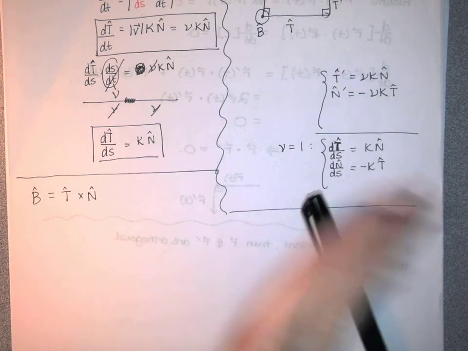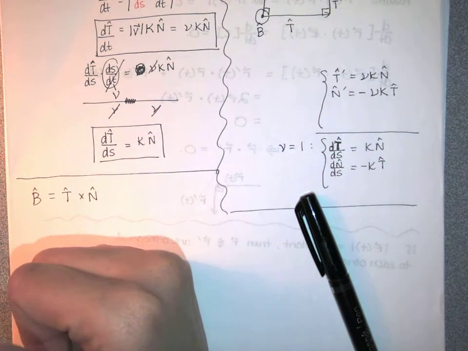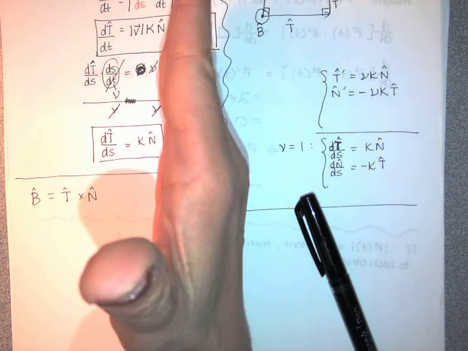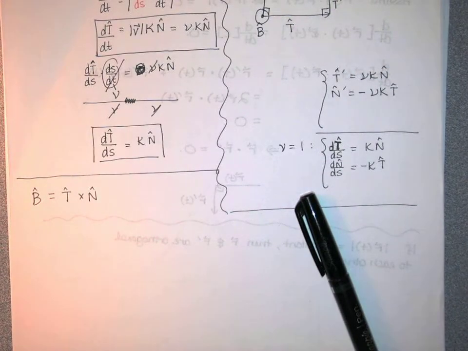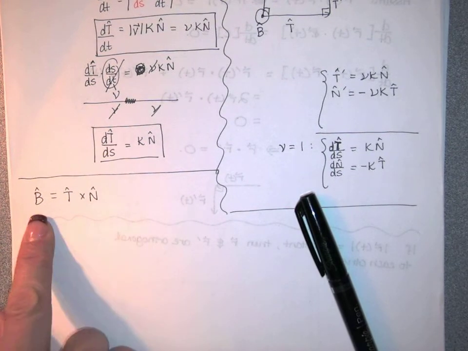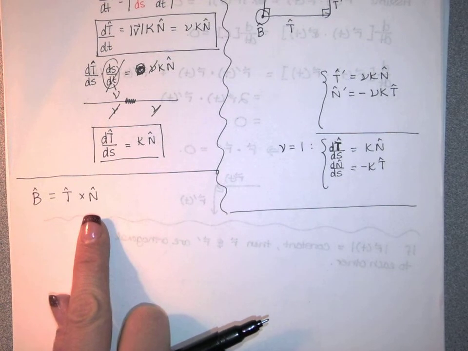T hat points in one direction, n hat points in a perpendicular direction. Your thumb goes in the direction of b hat. So if this is t and that's n, my thumb goes up. Or if this is t and that's n, my thumb goes down into the page. In other directions, your thumb is just going to tell you which way b hat should go. So we know this is true.